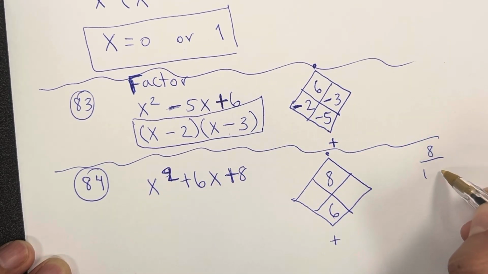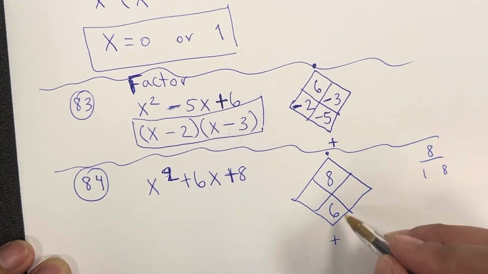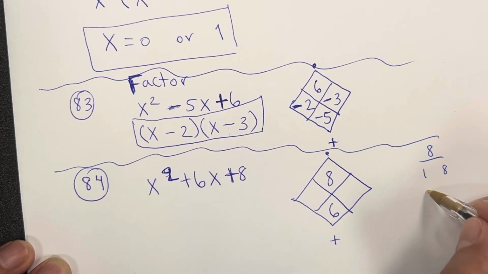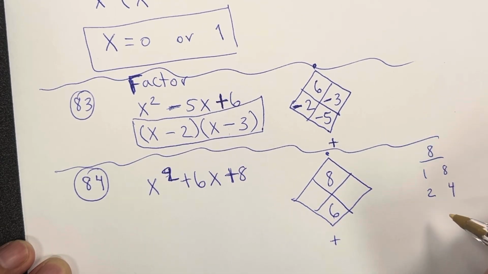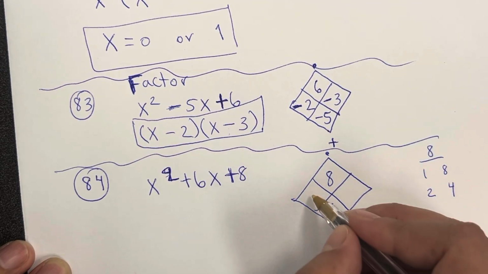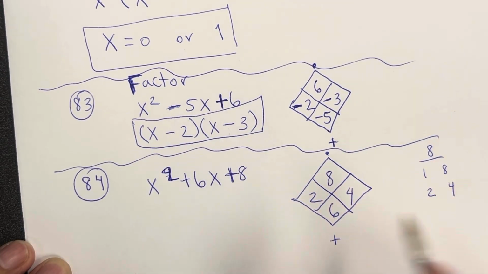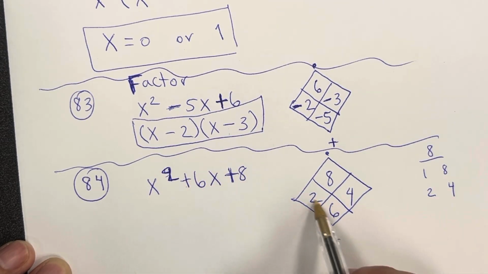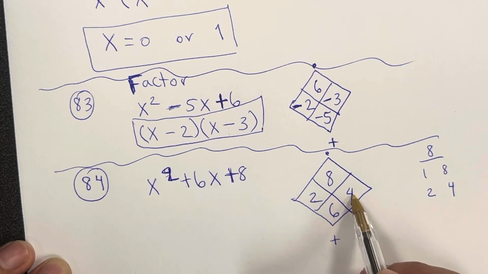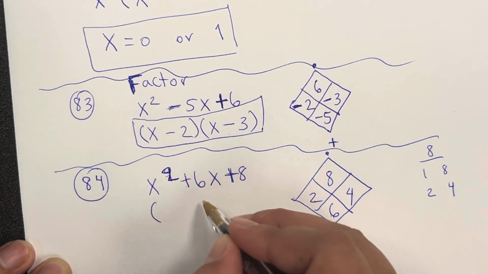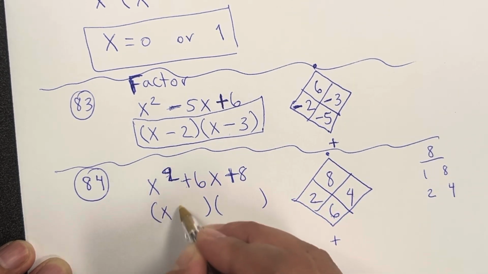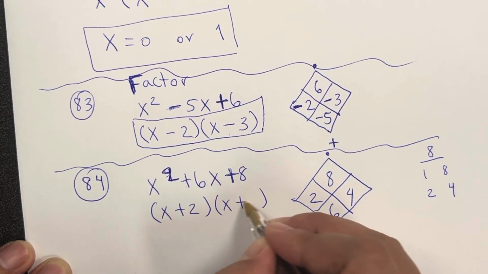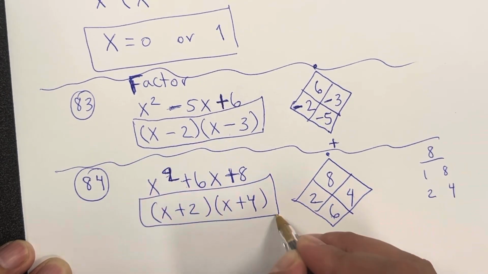So 1 times 8, when you add them, is not 6, it's 9. 2 times 4 is also 8. When you add them, yeah, that's 6. Okay, so 2 times 4. When this is positive, both of them have this sign, so both are positive. And then we check 2 times 4, 8. 2 plus 4, 6. Yeah, it makes sense. So we put x plus 2, x plus 4. And that's all we need to do.